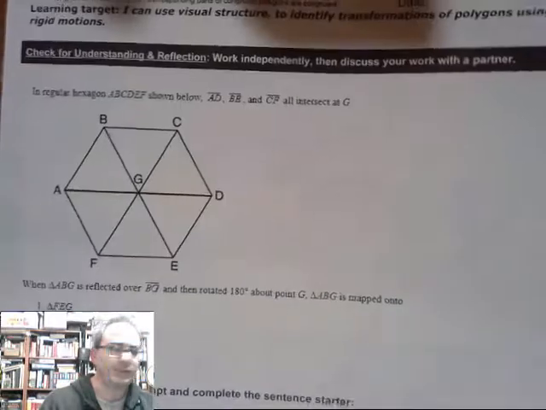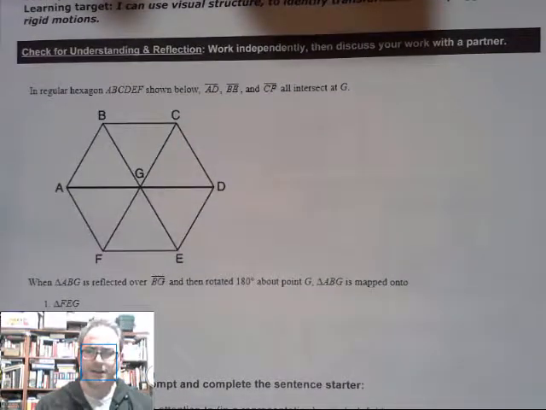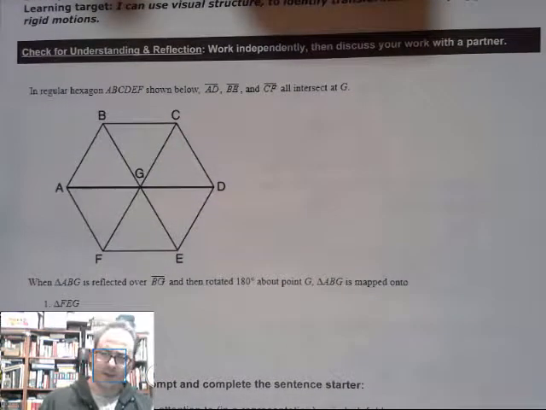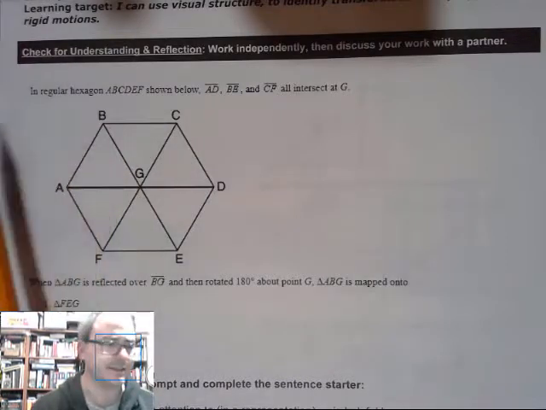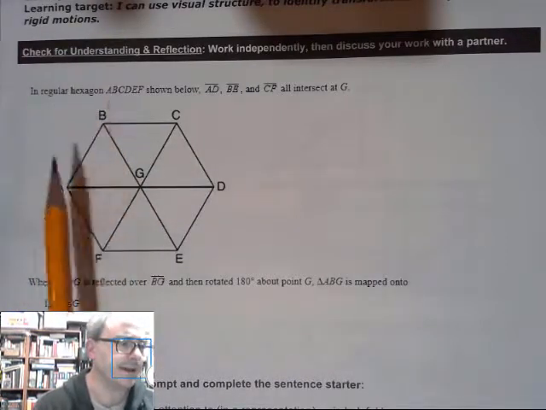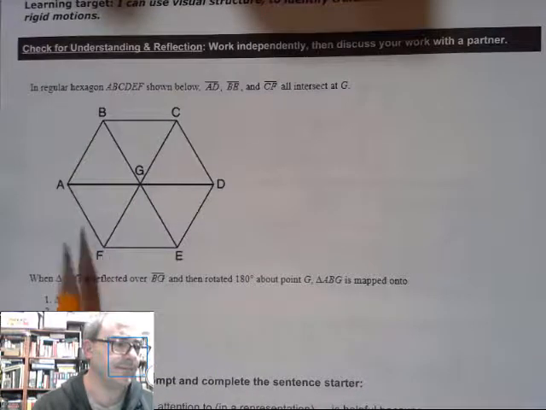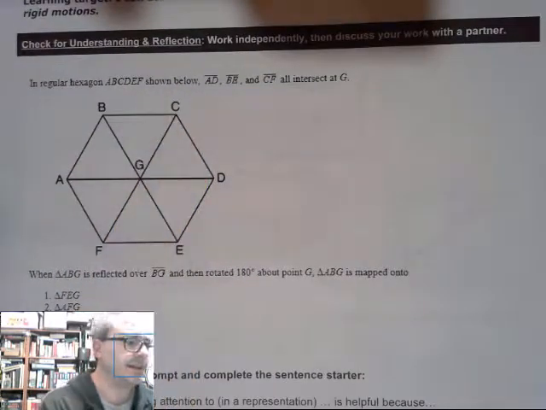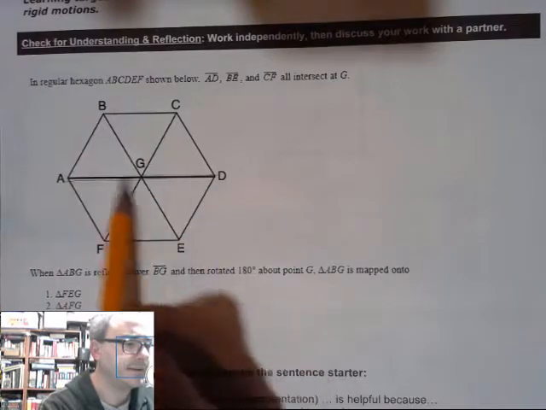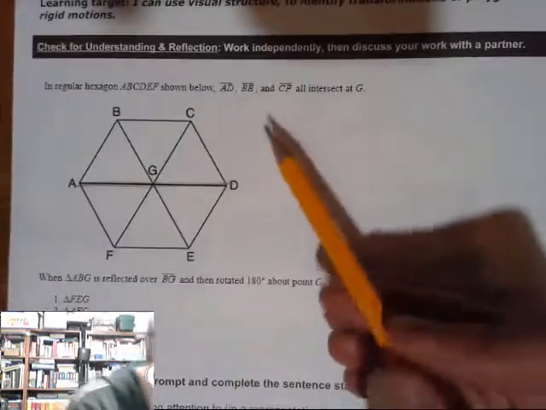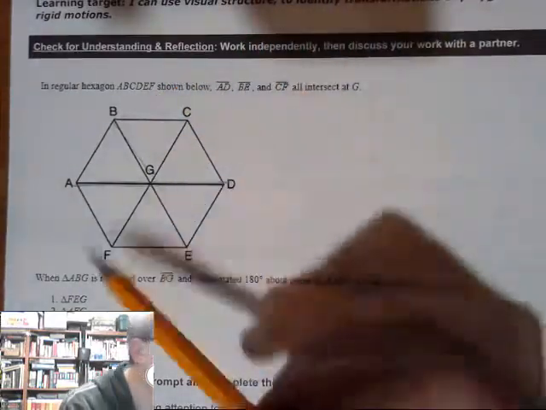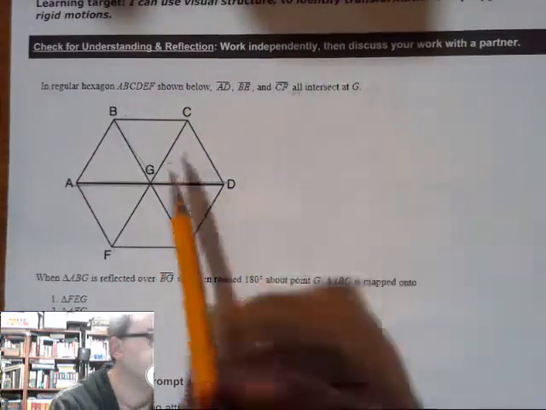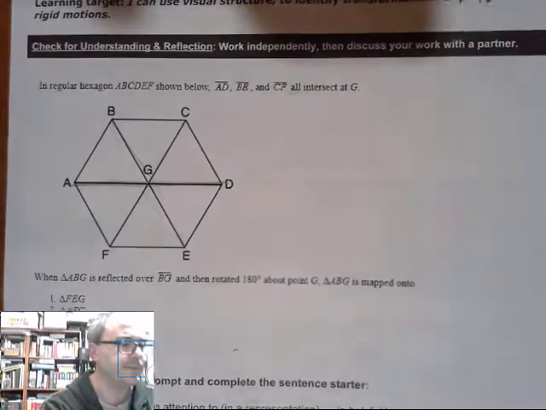All right, I am pretty much planning on leaving you to your own devices on this check for understanding. I want to get us towards independence on the check for understanding. But I will explain the directions at least. In this regular hexagon, A, B, C, D, E, F, shown below, AD, this whole piece right here, BE, this whole piece right here, and CF, all intersect at G right at this point, okay?